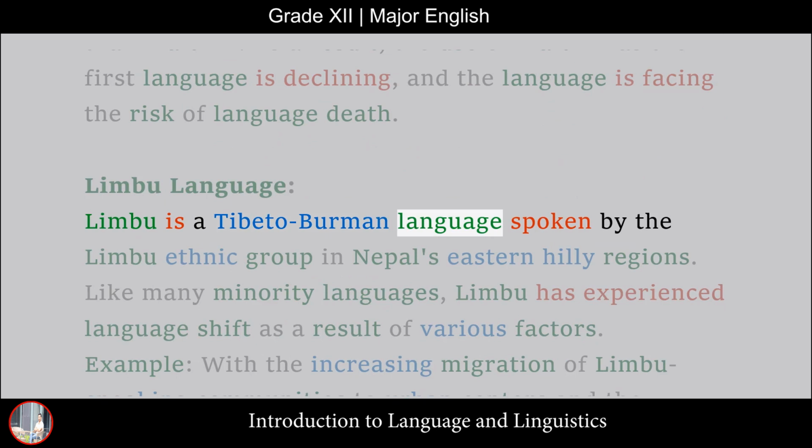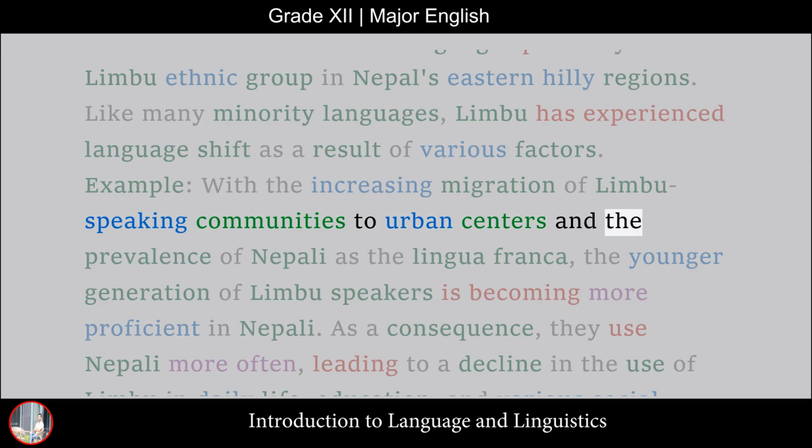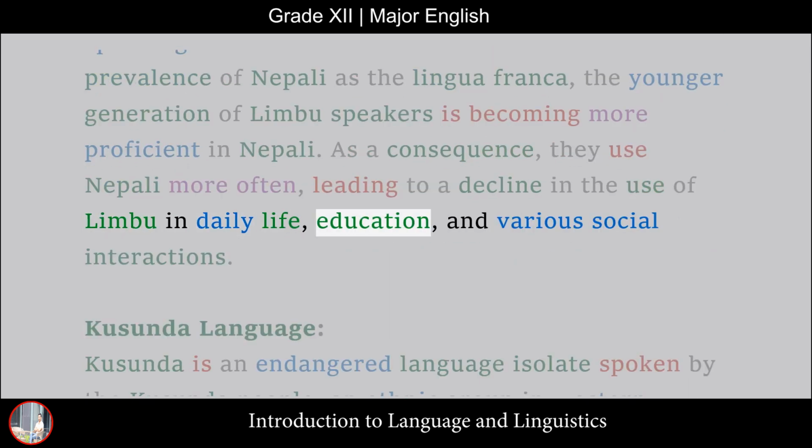Limbu language. Limbu is a Tibeto-Burman language spoken by the Limbu ethnic group in Nepal's eastern hilly regions. Like many minority languages, Limbu has experienced language shift as a result of various factors. Example, with the increasing migration of Limbu-speaking communities to urban centers and the prevalence of Nepali as the lingua franca, the younger generation of Limbu speakers is becoming more proficient in Nepali. As a consequence, they use Nepali more often, leading to a decline in the use of Limbu in daily life, education, and various social interactions.